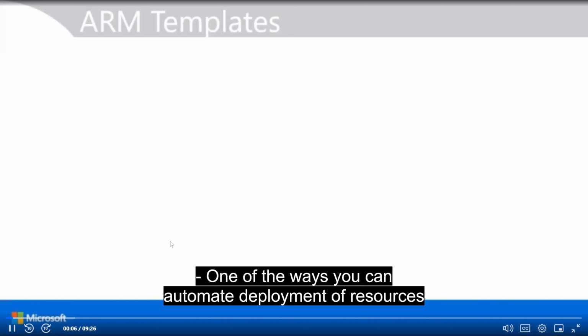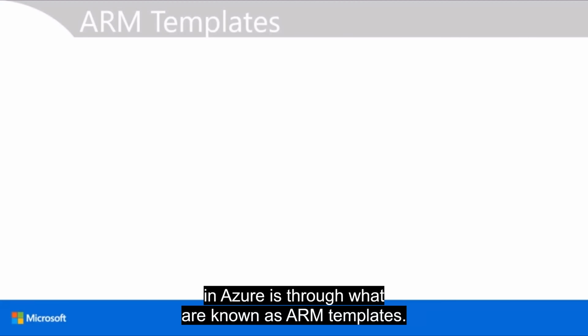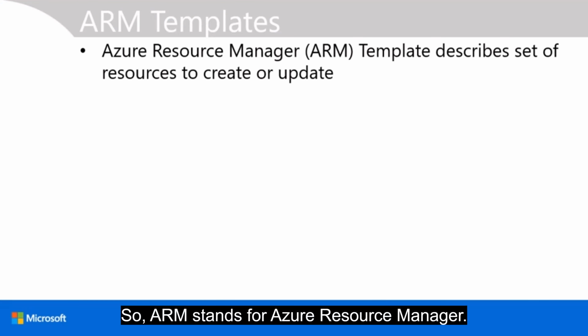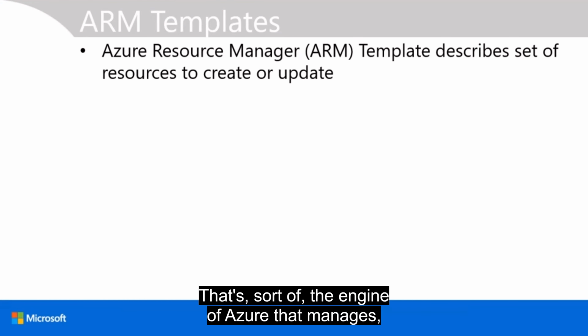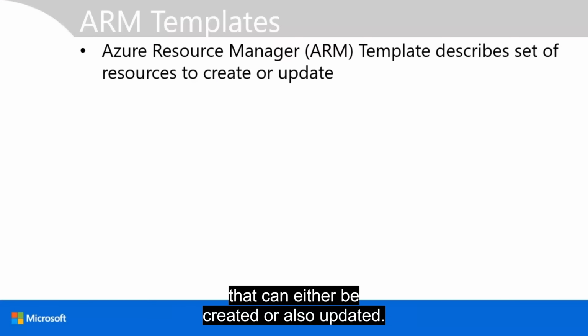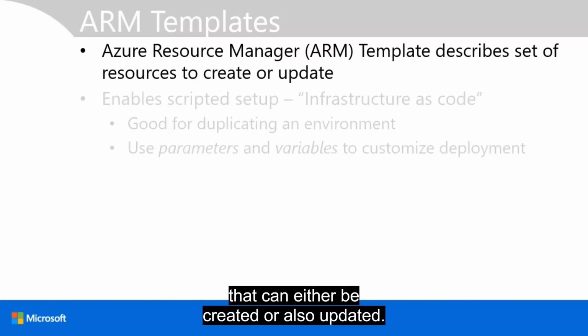One of the ways you can automate deployment of resources in Azure is through what are known as ARM templates. ARM stands for Azure Resource Manager. That's sort of the engine of Azure that manages not only deployment and creation of resources, but also access to resources in Azure. So an ARM template is a text file that describes a set of resources that can either be created or also updated.